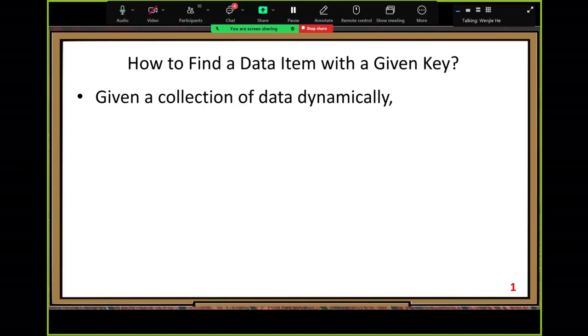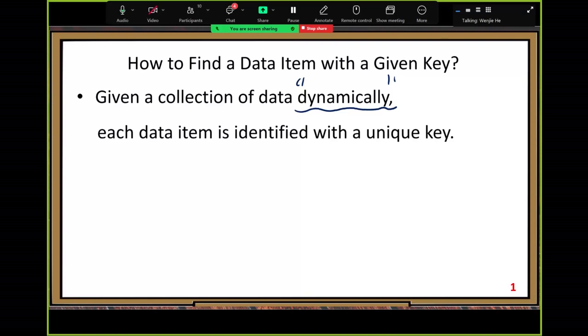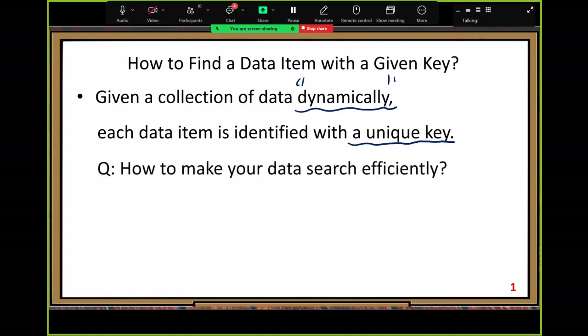Given a collection of data dynamically. We talked about dynamic data a lot last time, and here it is also dynamic data. Each data item is identified with a unique key. The key must be unique, otherwise you cannot call it a key. By the definition of key, all the key values must be unique. You can use it as an ID. Question: how to make your data search efficiently?